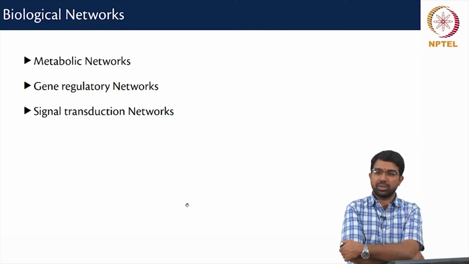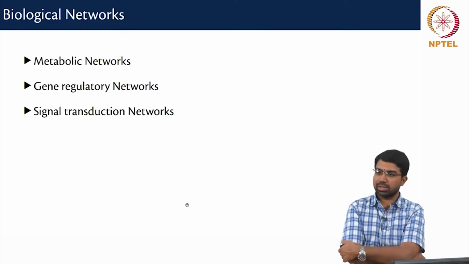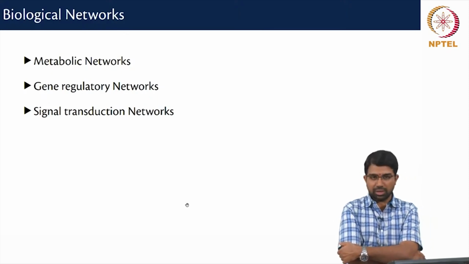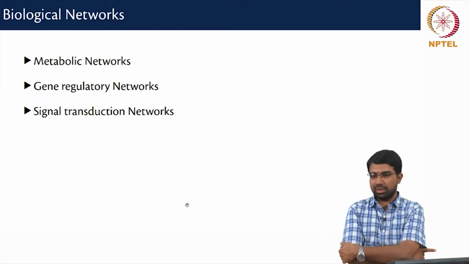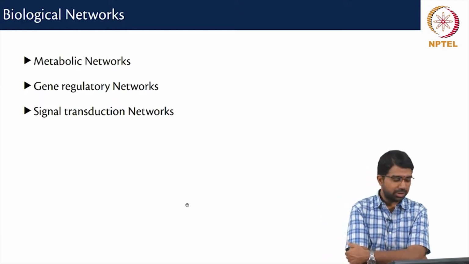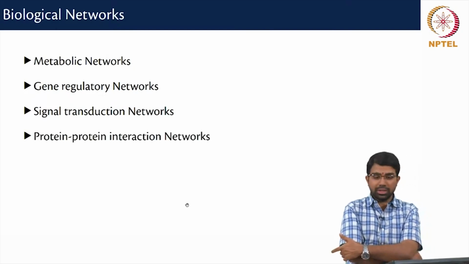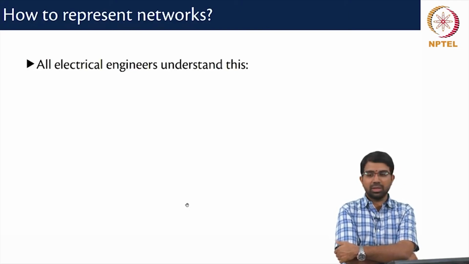Signal transduction networks, where the molecules are again proteins and small molecules, but which can end up influencing any of the previous two processes. It can influence metabolism, it can influence gene transcription and so on, protein interaction networks and so forth. How do you represent these networks?